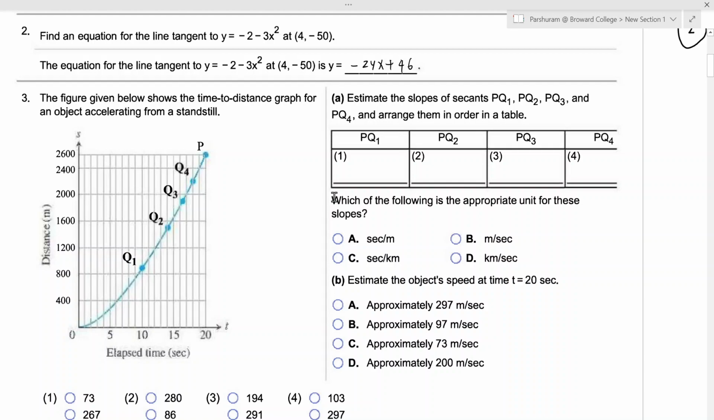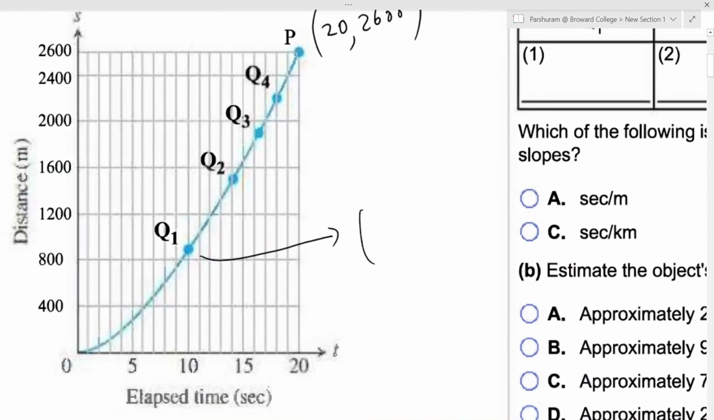Now the first thing is part A. Estimate the slope of secant PQ1. You can see P and Q1. The way we found the slope of the secant line in problem 2, we are going to use the same thing. For PQ1, you have to use the coordinate of P, which is 2600. Q1 is approximately at 10, comma, it's more than 800, so maybe I will take it as 900. I'm just taking the approximate value, it's not exact.